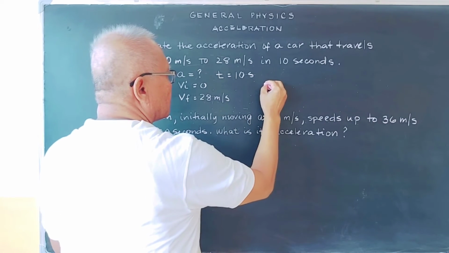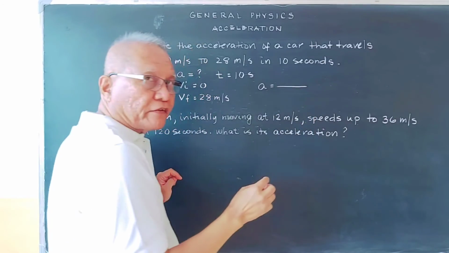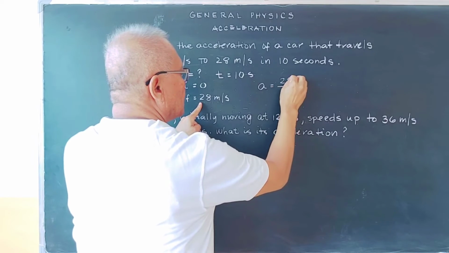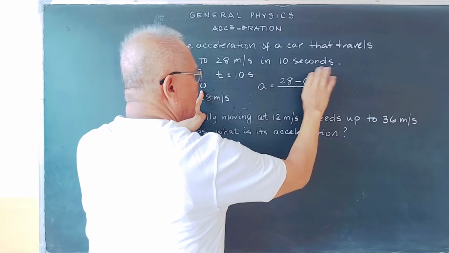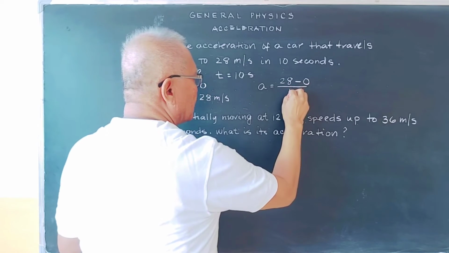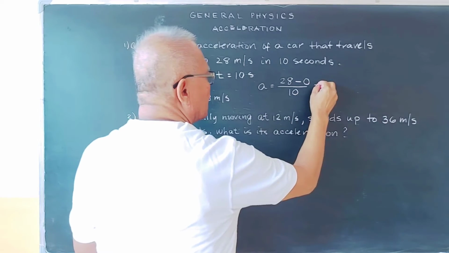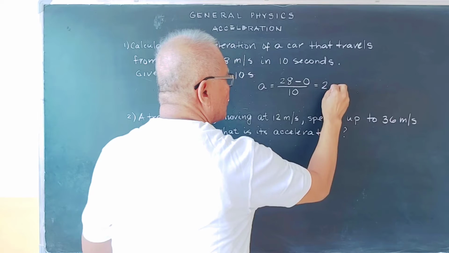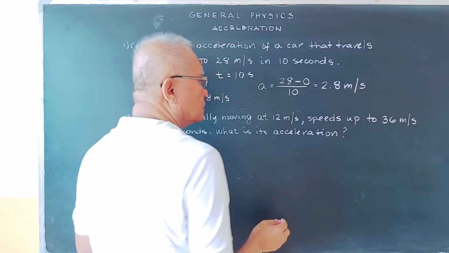So let's have our formula. Acceleration is equal to VF minus VI over time. VF is 28 minus VI. The initial is 0. The initial is always on the right, the final is always on the left, over 10 here. So acceleration here is 28 divided by 10, which is 2.8 meter per second. Is it correct?